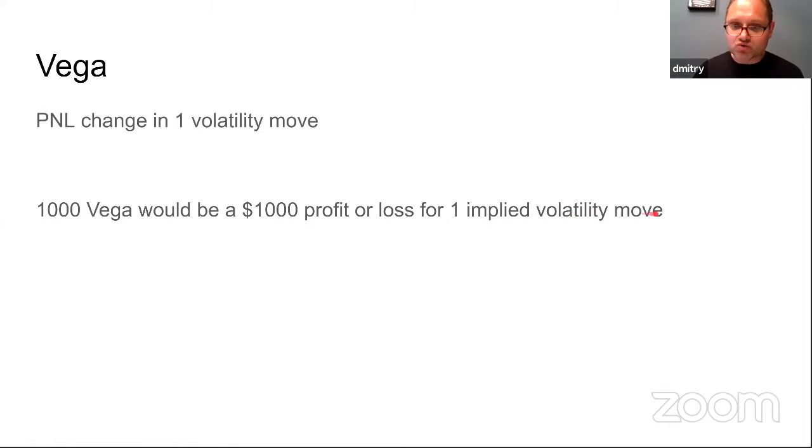So you want to watch that as well, because if you have a lot of Vega risk and implied volatilities are moving and could move against you, you want to watch that risk. And I'll go to the options chain and kind of show you the Vega risk as you go out in time.